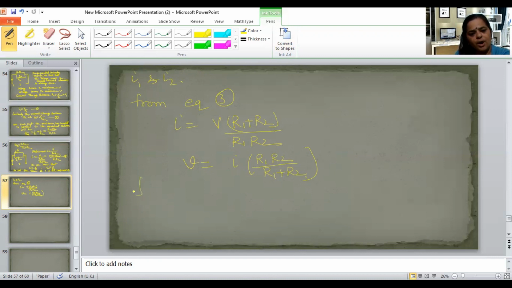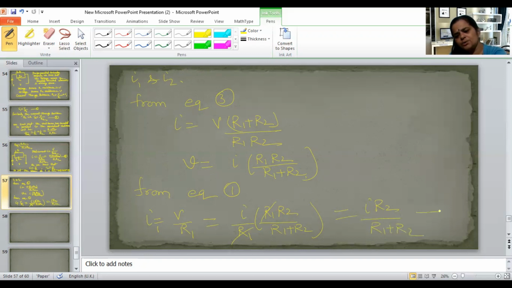From equation number 1, I1 is equal to V by R1. Put the value of V, that is I R1 R2 upon R1 plus R2, divided by R1. So R1 cancels with R1. What am I going to get? I R2 upon R1 plus R2. This is, suppose, equation number 4.